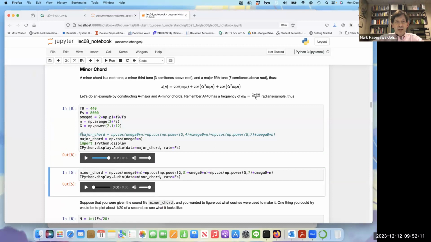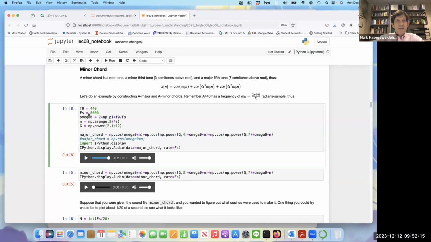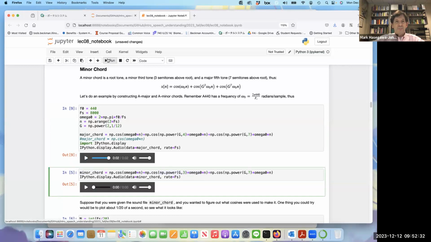So there's the simple A note. And when I add the C and the E, we get the major chord. The minor chord is exactly the same, except that we use a minor third instead of a major third. So the minor third is G cubed times omega naught instead of G to the fourth. And so we get this.